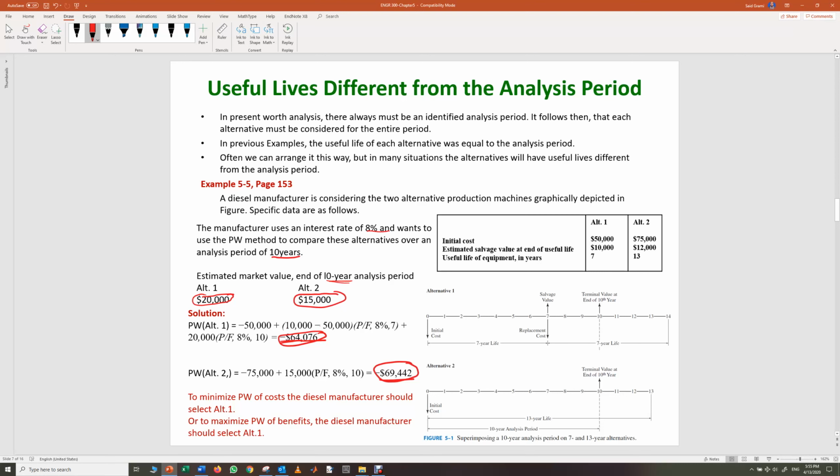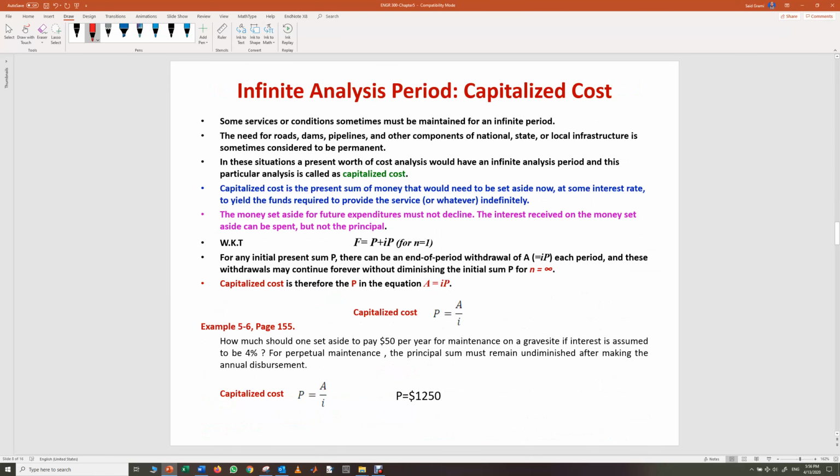So this is how to make the analysis when we have a useful life different from the analysis period. Okay, so this is about this section. Now the third case is the infinite analysis period, and what we call capitalized cost.